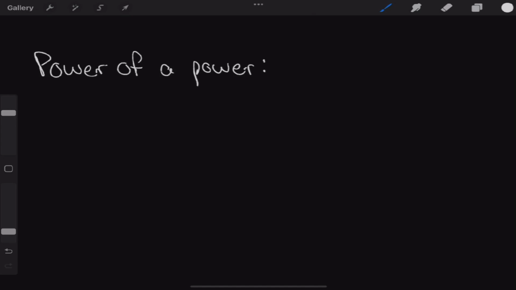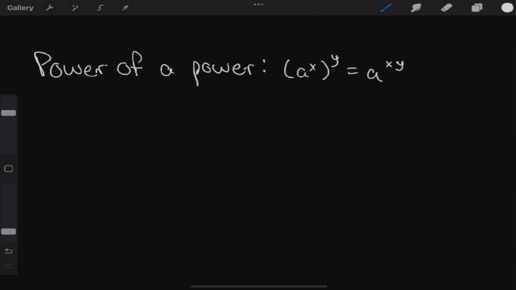Okay, so our next rule is going to be power of a power. So basically, whenever you see this, it's going to be written like a to the power of x to the power of y. And when you solve this, you're just saying you're going to be multiplying the exponents. So a to the power of xy.